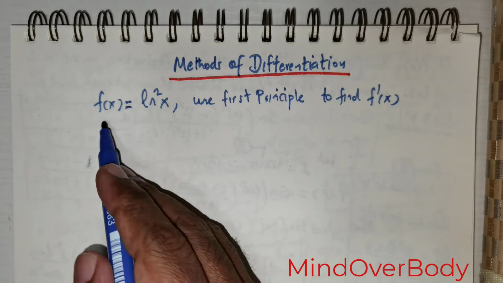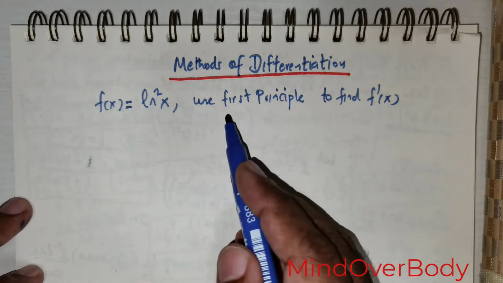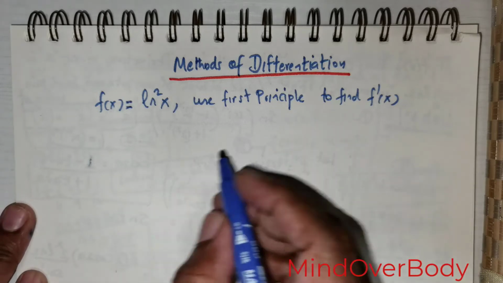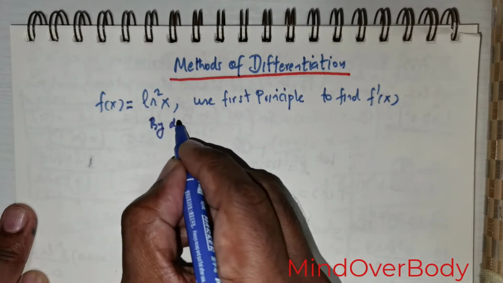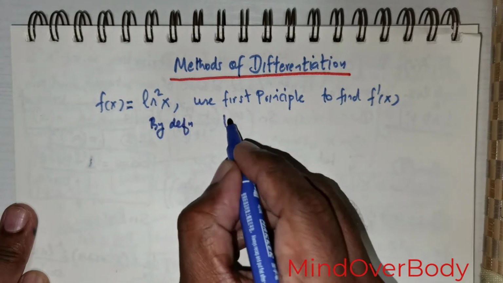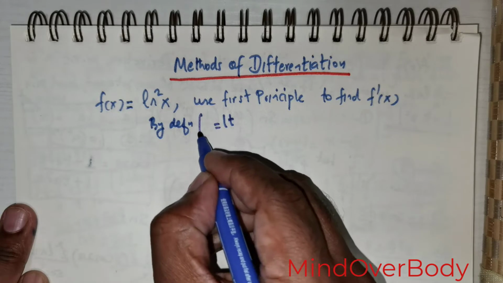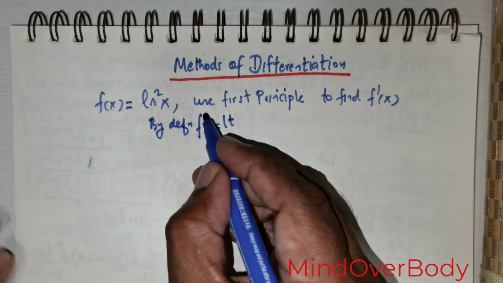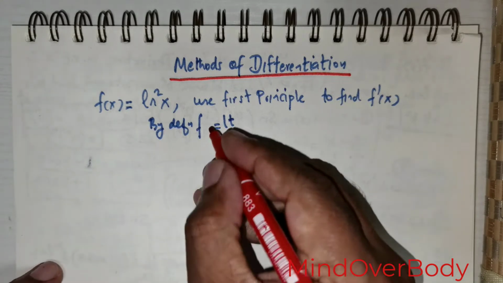In this case we are given f of x is equal to ln squared x and we are expected to use the first principle to find f dash of x. Now by definition the first principle is written as follows. So using the first principle we are actually finding out the derivative of the function.